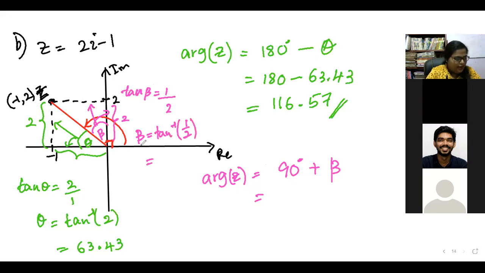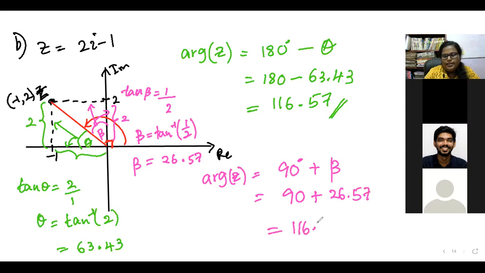So tan inverse half means we can take beta angle as 26.57. The same answer comes here also, 90 plus 26.57. So the same result comes up with this one also, 116.57 degrees is the arg value. So the same result comes up with both methods, right? So just use only one method, otherwise you will lose more time, right?